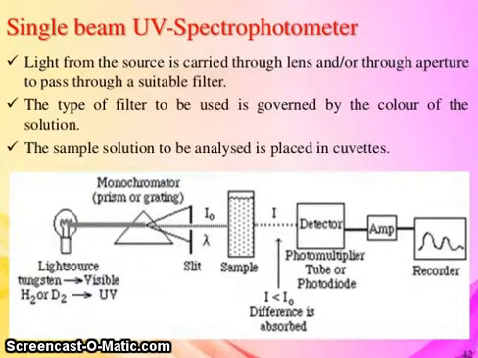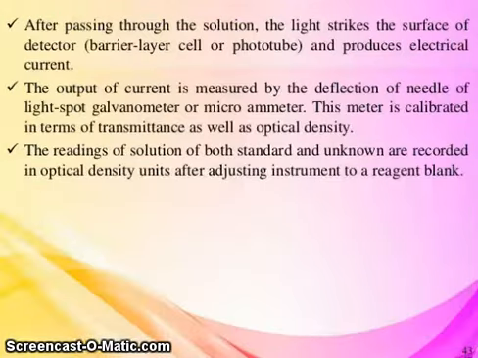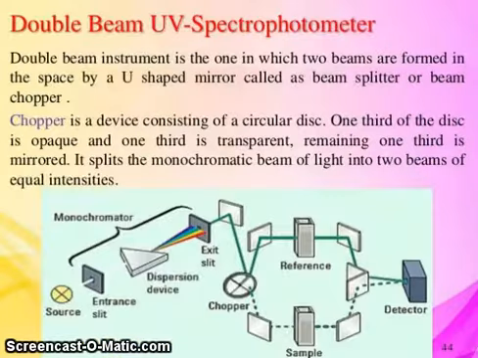Light from the source is carried through a lens. After passing through the solution, the light strikes the surface of the detector. So, double beam UV spectrum. A double beam instrument is one in which two beams are formed in space by a U-shaped mirror called a beam splitter or beam chopper. A chopper is a device consisting of a circular disc.